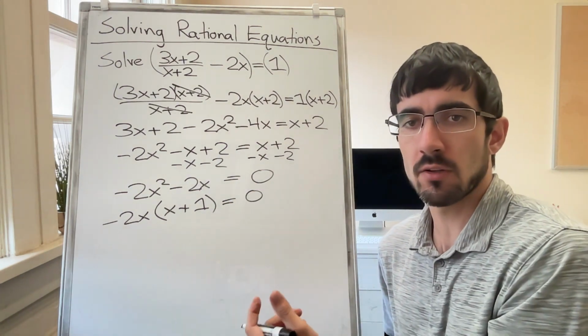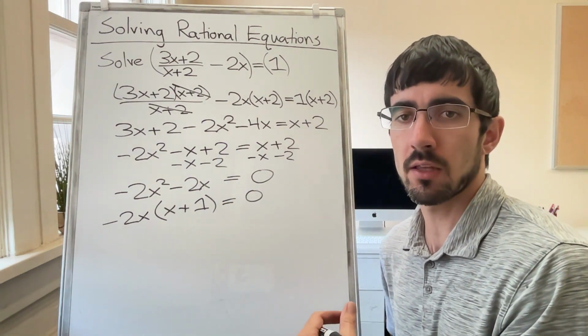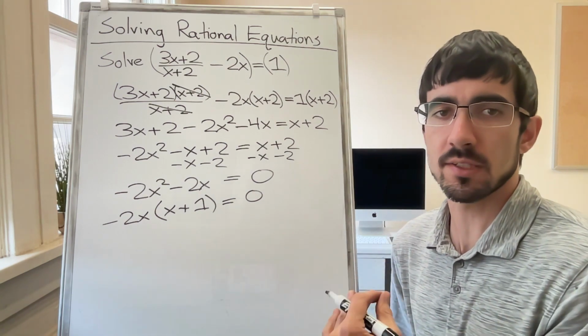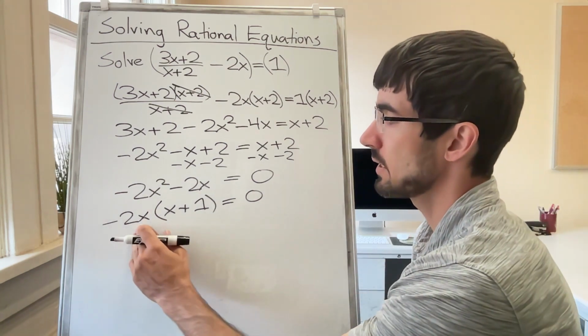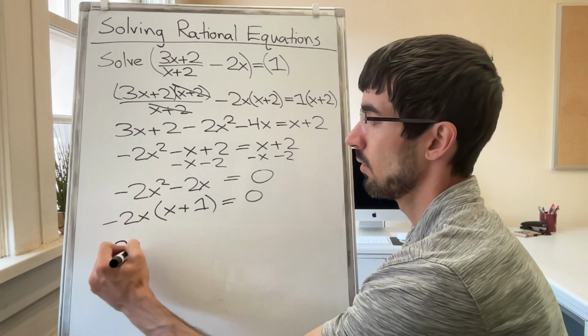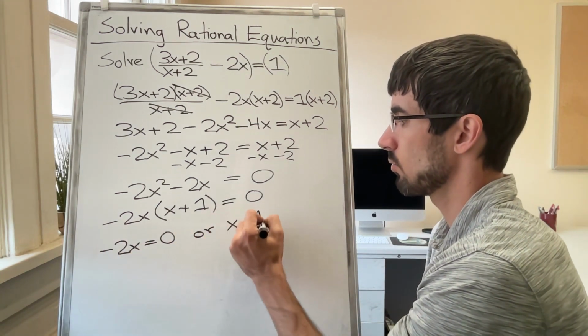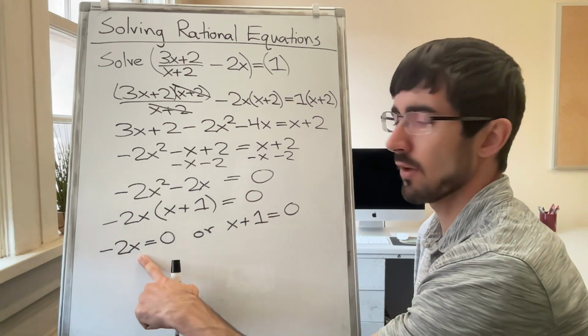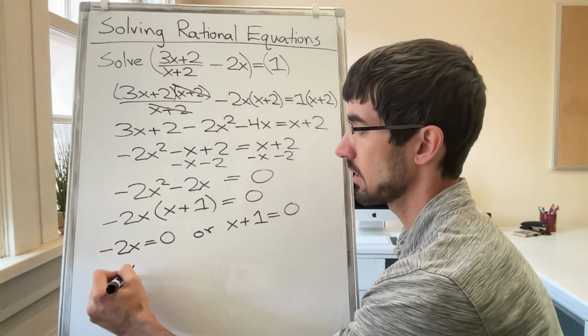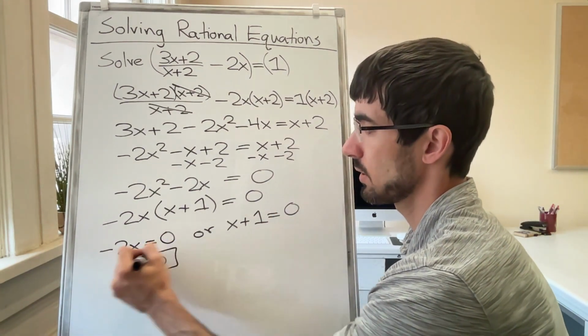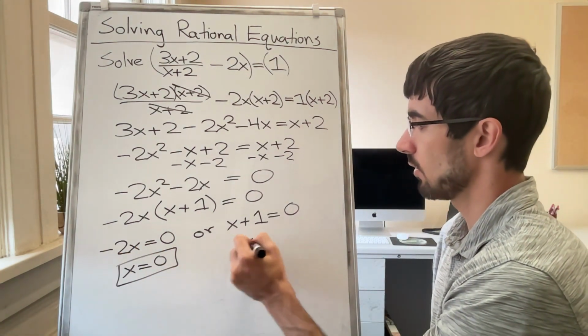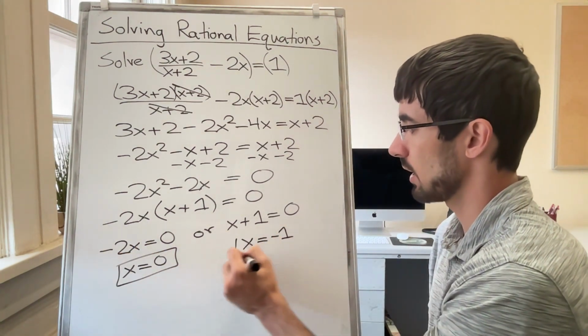So we factored the quadratic equation, and then by the zero product property, as we discussed in an earlier video, we can set each factor equal to 0. So either this factor equals 0 or x plus 1 equals 0. If I solve this equation for x, I just get x equals 0, so that's a potential solution. If I solve this for x, I get x equals negative 1.